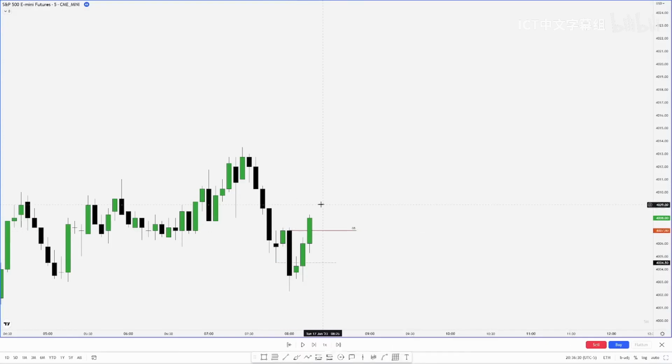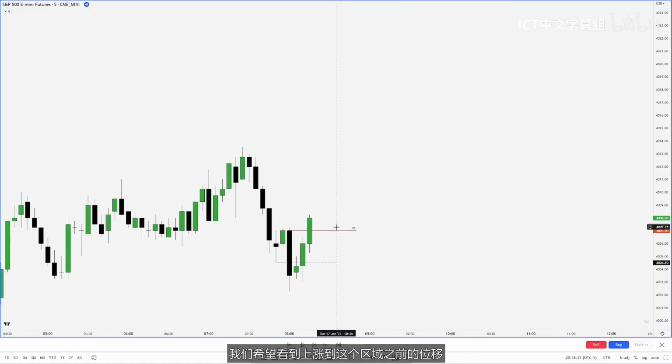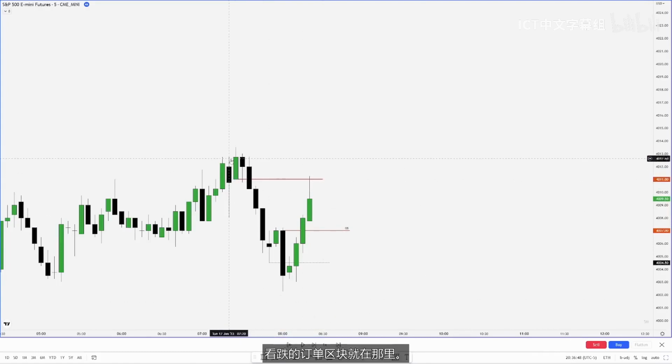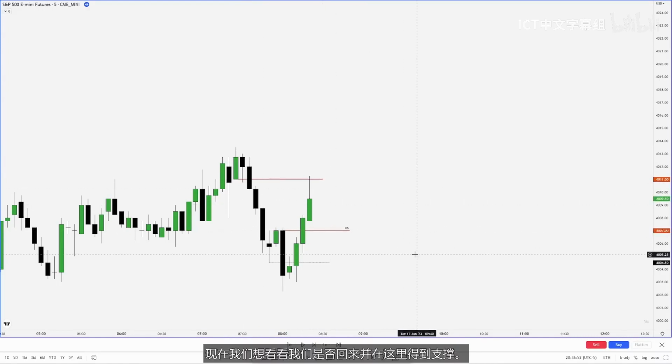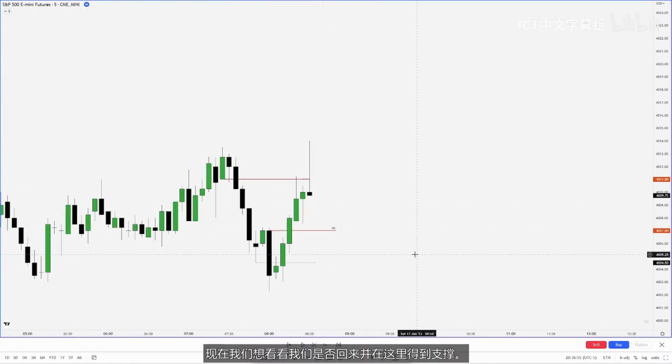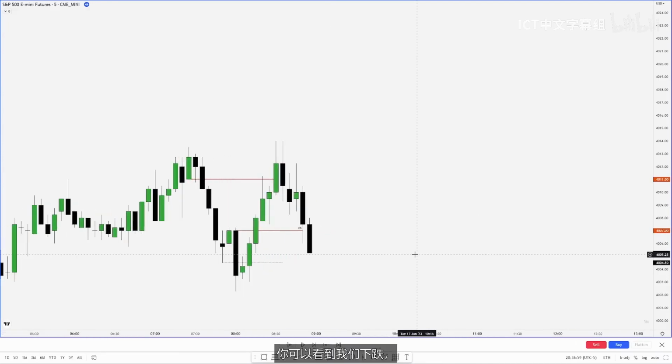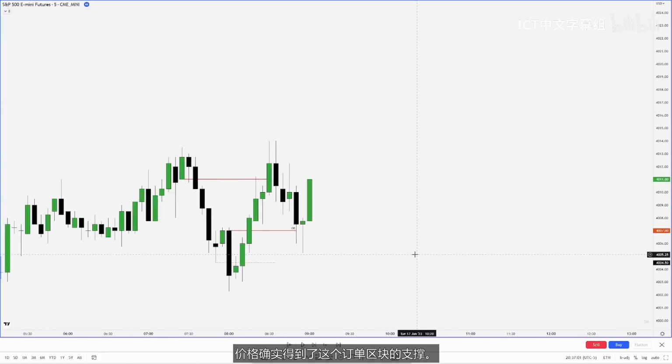Now, as we move higher, we'd want to see displacement up into this area before returning to the fair value gap and order block. So there we go. We reach up into, you should be able to see it now, our bearish order block right there. Swept this high, broke structure down. Now we want to see if we return and get supported here. There you go, you can see we drop down and price does get supported by this order block.